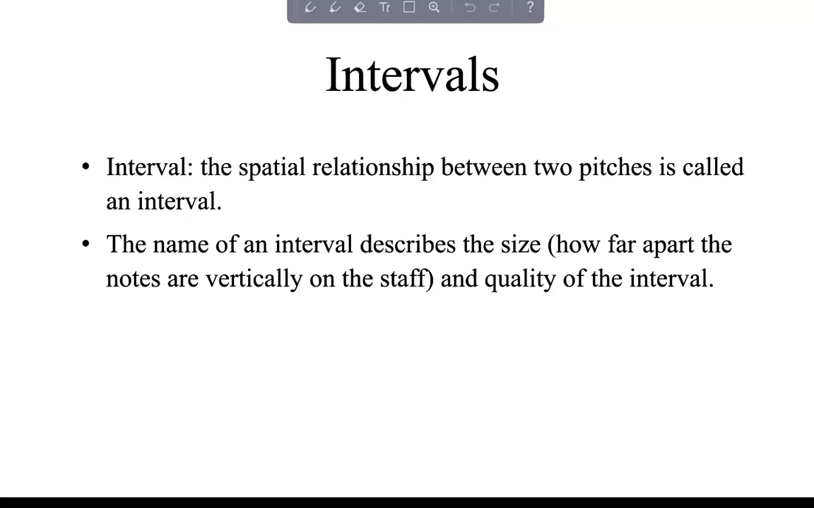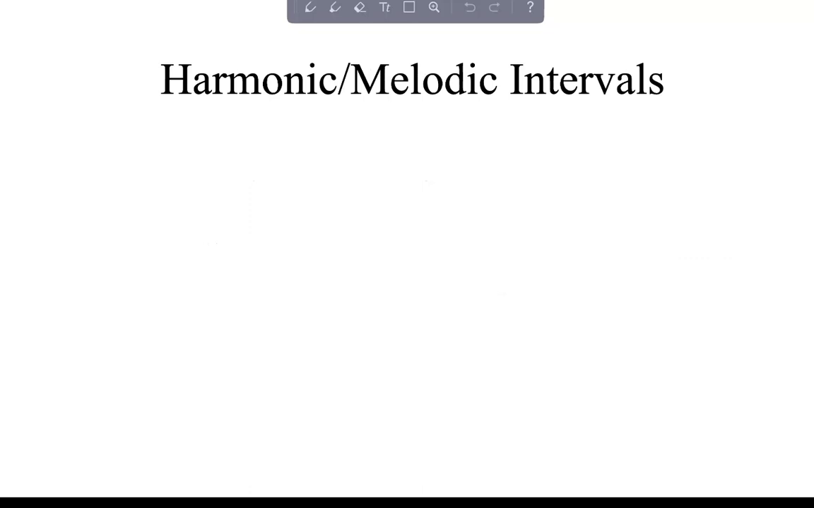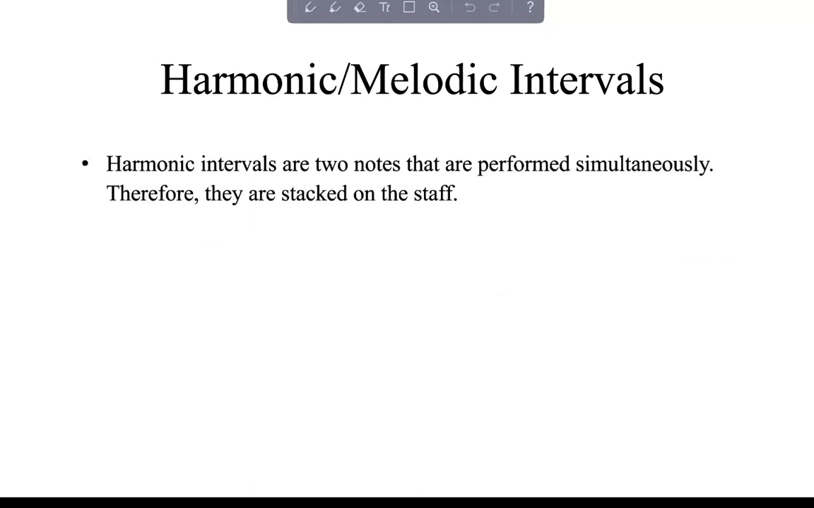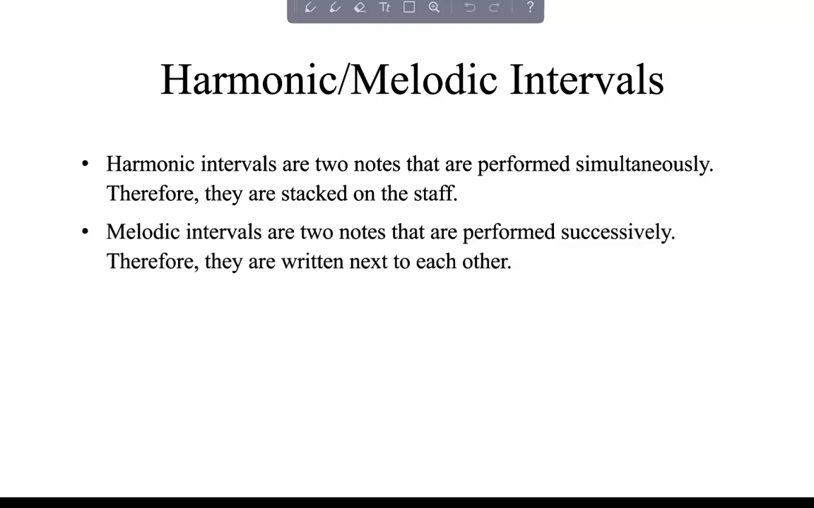Before we talk further about different kinds of intervals, let's learn a concept called harmonic and melodic intervals. Harmonic intervals are two notes that are performed simultaneously. Therefore, on the staff, they look like they're stacked. In other words, the upper note is right above the lower note. Melodic intervals are two notes that are performed successively. Therefore, they're written next to each other.